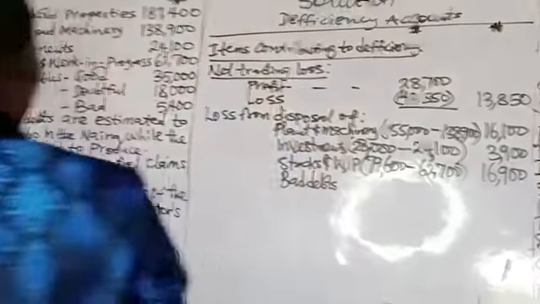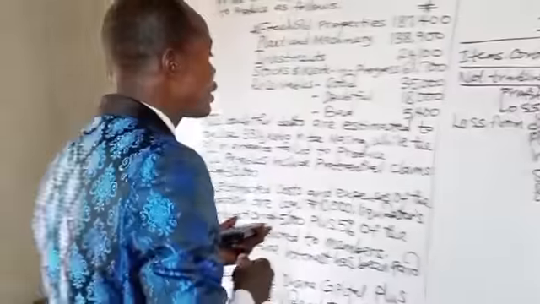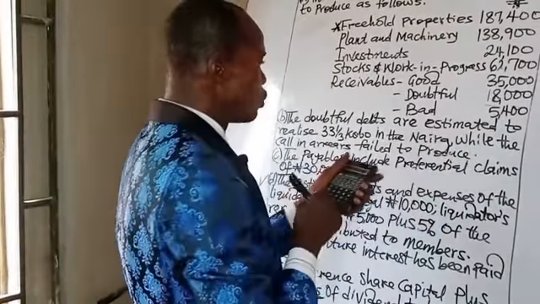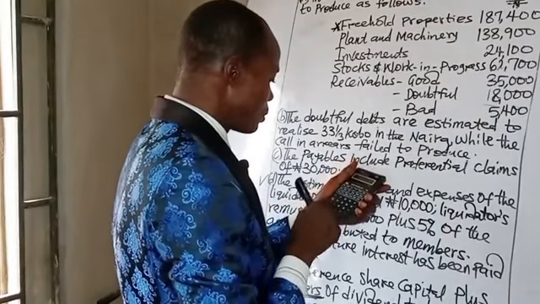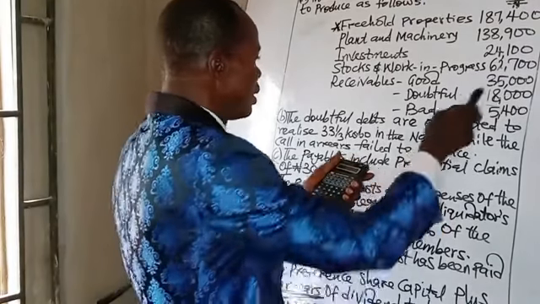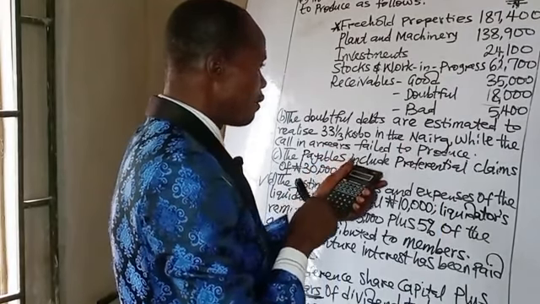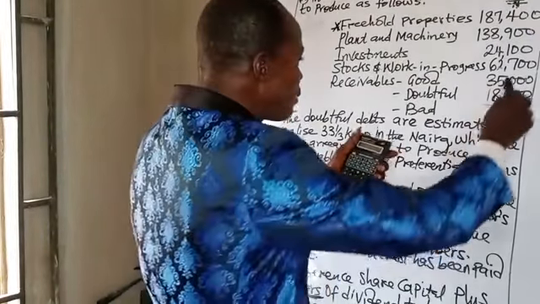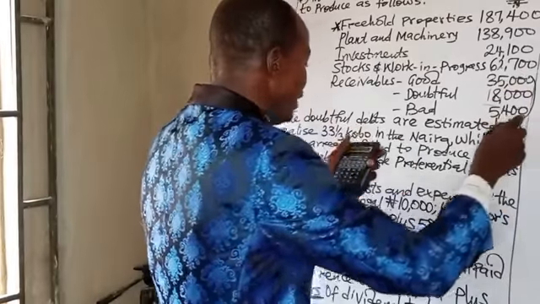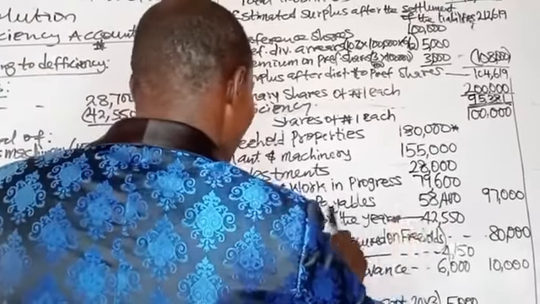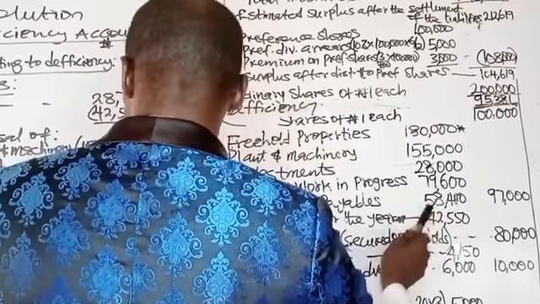So remember, the good debts is realized in full. If you add up all this: good 35,000 plus doubtful 18,000 plus bad 5,400, the total of these three is 58,400. If you compare it with the one in the trial balance, 58,400, the two amounts are the same.